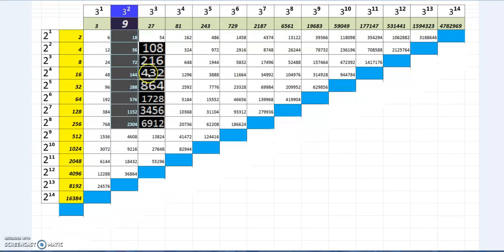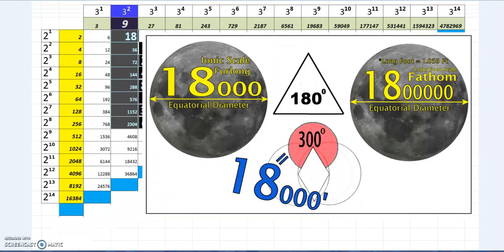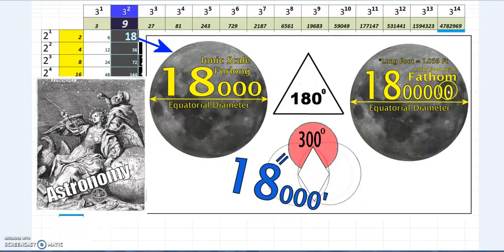But if you look at this harmonic series, so 9, and then the next would be 18, 9 times 2. We'll see this pattern follow through, but what we have is, first, astronomy, and so we have the moon measures, one by the ionic scale, and one by the long foot, also sometimes called the Persian foot. One long foot is 1.056 of modern feet.